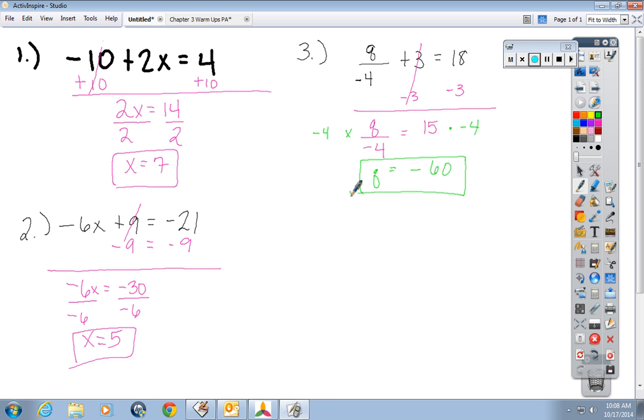Number 4. What's the difference between 3 and 4? There's no negative. So here, it's just Q divided by 4 plus 3 equals 18. Okay, so minus 3 on each side, and I get what divided by 4 equals 18 minus 3, which is 15. Multiply both sides by 4, and what's the difference in my answers? It's not a negative 60, it's just positive 60. Is there a difference between negative 60 and positive 60? Yes.